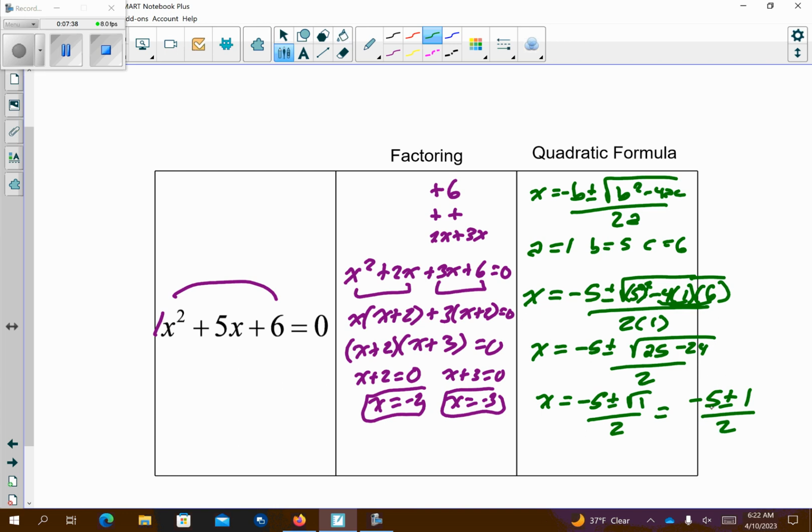So I get 2. So then I'm going to go negative 5 plus 1. Negative 5 plus 1 is negative 4 over 2. So that gives me an answer of negative 2. That checks to that answer. And then I'm going to go negative 5 minus 1, so that gives me negative 6 over 2. So that gives me an answer of negative 3. And there's my negative 3 answer. So both methods work. Sometimes factoring might be faster if you can see it right away. Sometimes the quadratic formula is the only way that you can go about solving it.